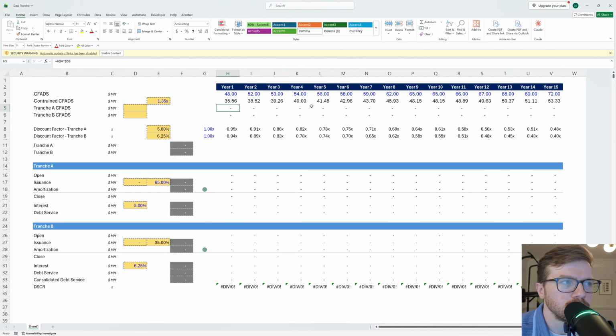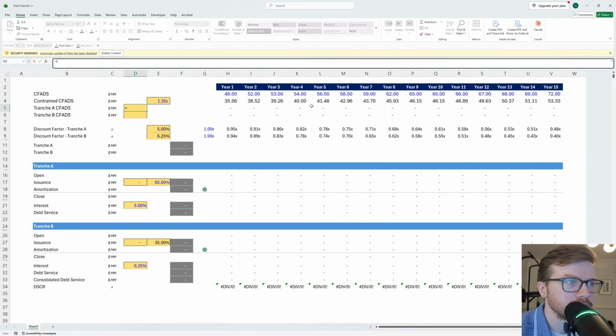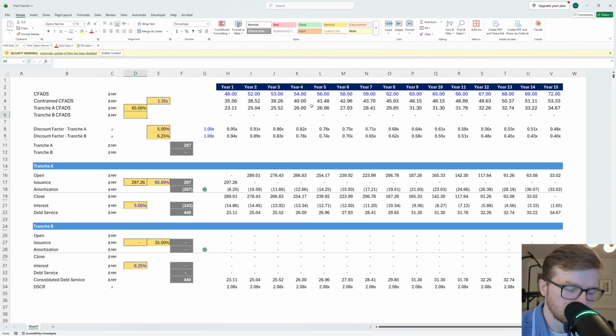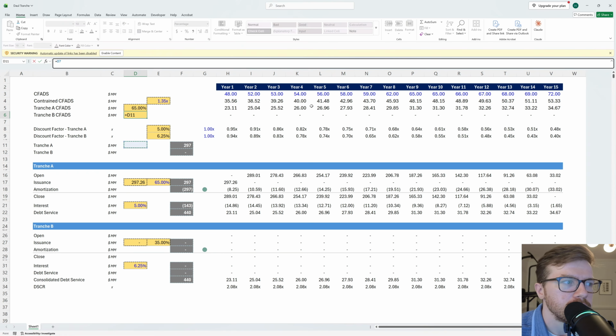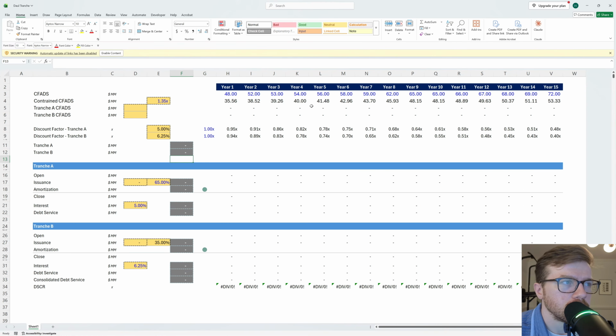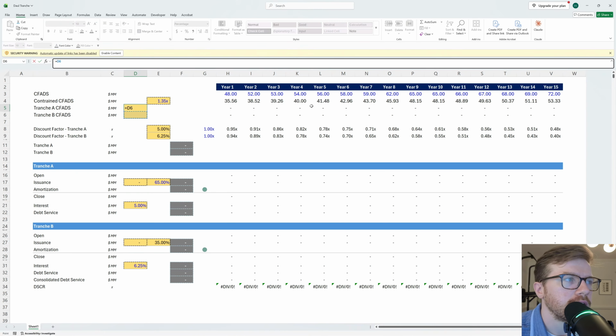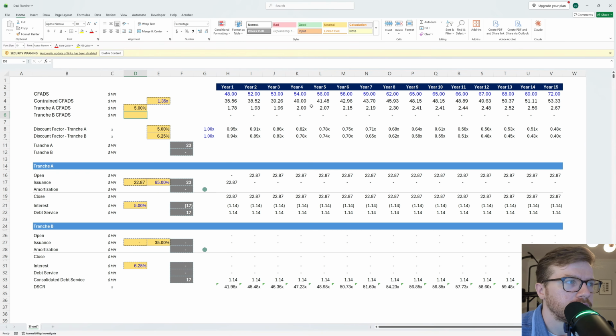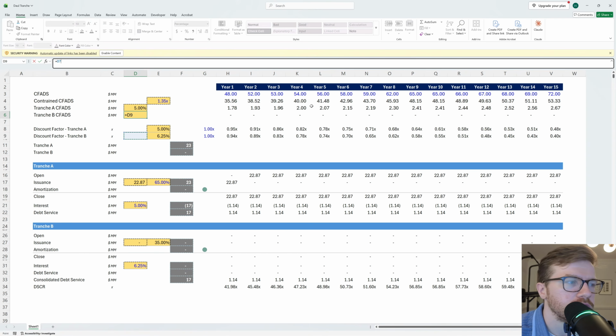You need to first allocate the CFADS. So I'm going to allocate two constrained CFADS based on the issuance percentages or how much you want to issue in each market. So you're going to allocate your constrained CFADS to each tranche, as you need to know what is the set of constrained CFADS for each set of debt, which would then drive the amortization.